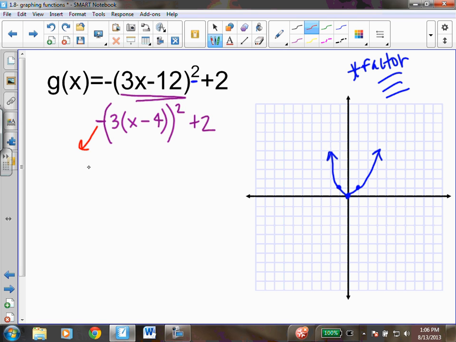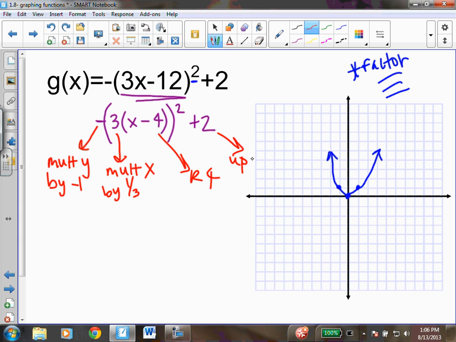Now, to my stretches and shifts. I have this negative number out front. That affects the y's, so each y gets multiplied by negative 1. This is interesting. Each x is going to get multiplied by the reciprocal of that, so 1/3. And then it looks like I'm going to shift opposite of the sign here to the right 4. And then I'm also going to shift up 2. So I have a lot of things happening in this graph. I always want to do my stretches first.